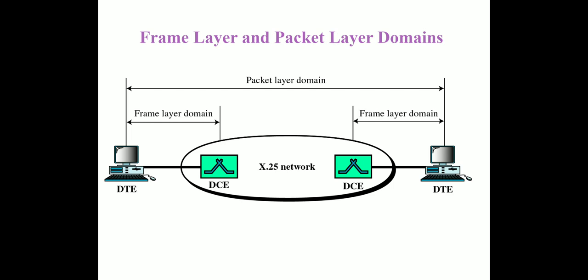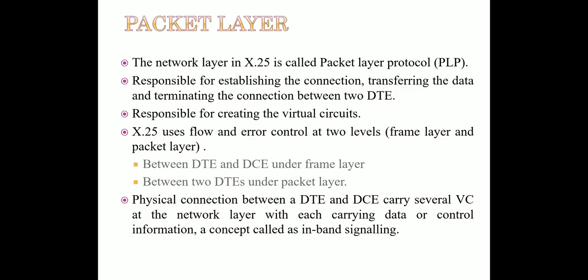Next is the frame layer and packet layer domains. What it means is, if it is a communication between a DTE and a DCE, it comes under the frame layer. If it is between two DTEs, then it is under the packet layer. So what is the packet layer? The packet layer is nothing but the network layer in X.25. It's called the Packet Layer Protocol, or PLP. It is responsible for establishing the connection, transferring the data, and terminating the connection between the two DTEs. It is also responsible for creating virtual circuits. So the packet layer is responsible for the creation of virtual circuits.